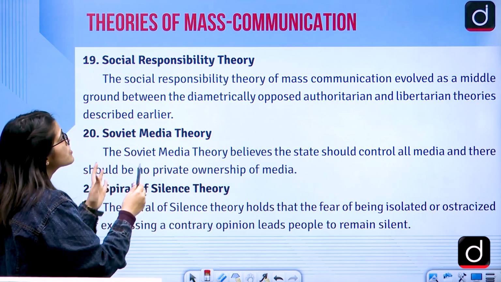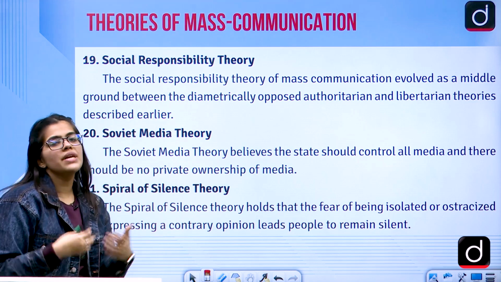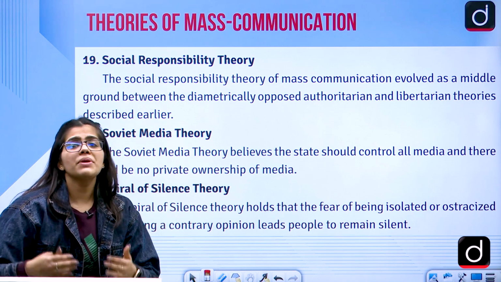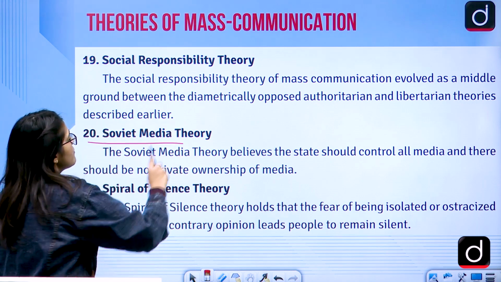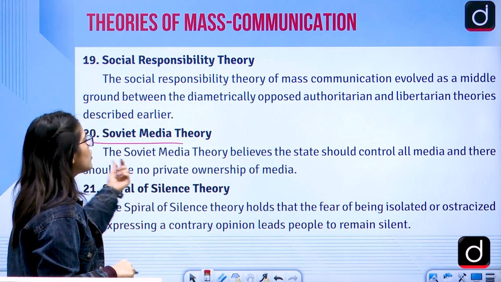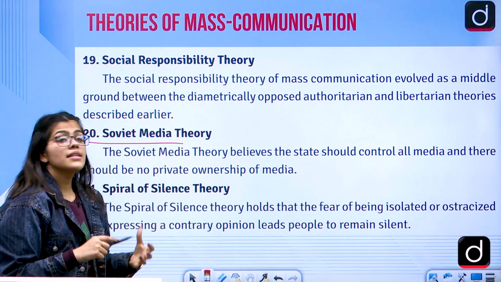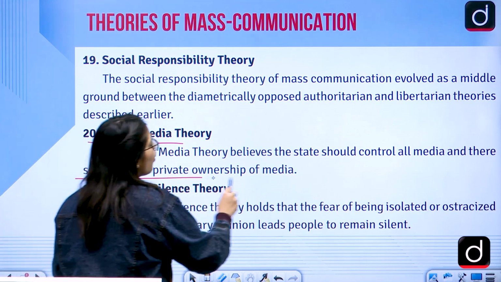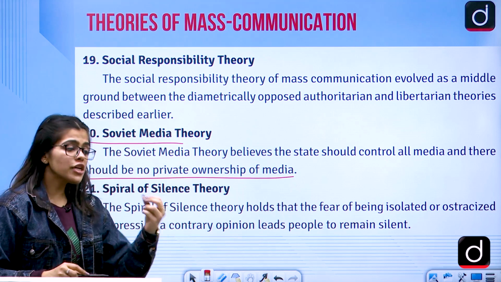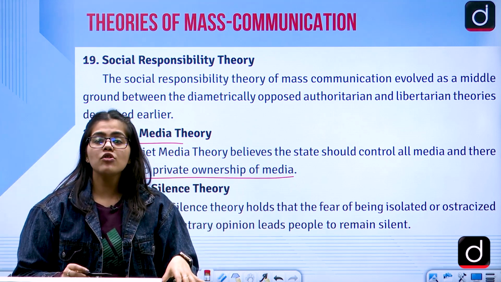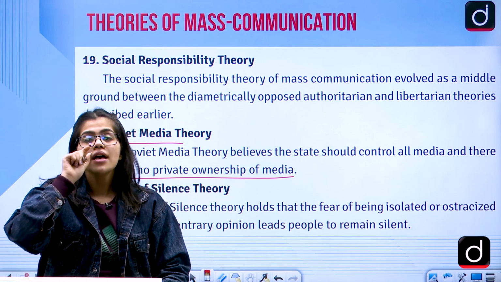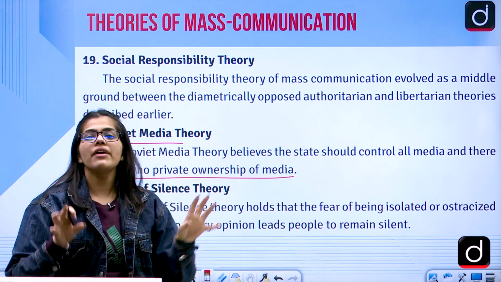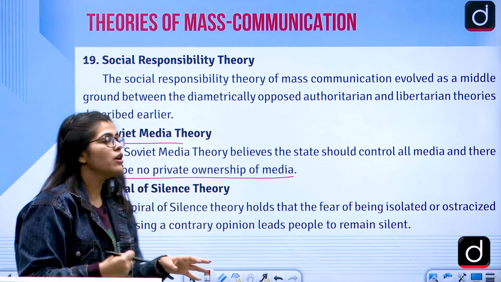Then you have the social responsibility theory. So we all know media has this social responsibility, social obligation to work for the people and by the people. Then we have the Soviet media theory. The Soviet media theory believes and states that there should be a control and there should be no private ownership of media. So there should be a common control, and you cannot have one private office or one private juncture from where you control the media. So media should be of everyone, not only in the hands of the few.